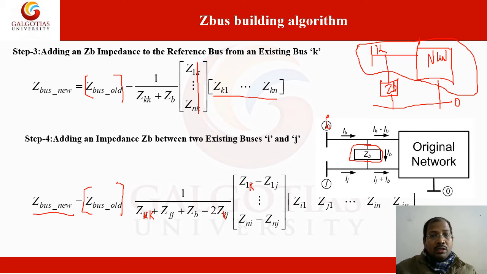So these four steps we have to consider while we are going to calculate the Z bus. In the first step and second step, we are adding a new bus, so the size of the Z bus is going to change, increasing by 1. In step 3 and 4, we are only adding new transmission lines between the existing buses and the reference bus. So the size of the Z bus remains constant. Only the elements of the Z bus are going to change.